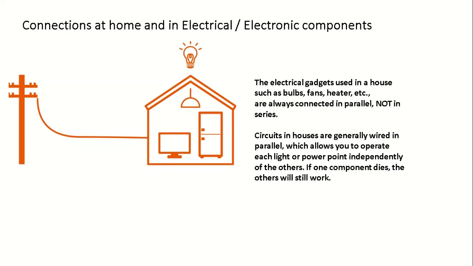Connections at home and in electronic components. Now, the electrical gadgets used in a house, such as a bulb, fans, heater, and so on, are always connected in parallel, not in series. This is because we need the other items to work when one is not working. So for that reason, all our lamps, our bulbs, and other components that are used at home, like the air conditioner and so on, are connected in parallel.